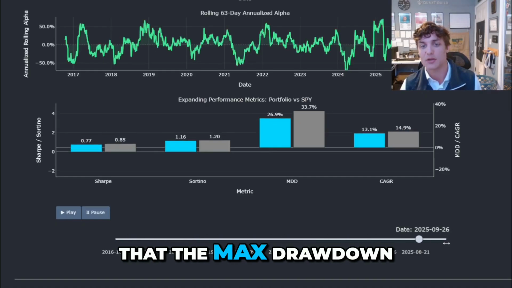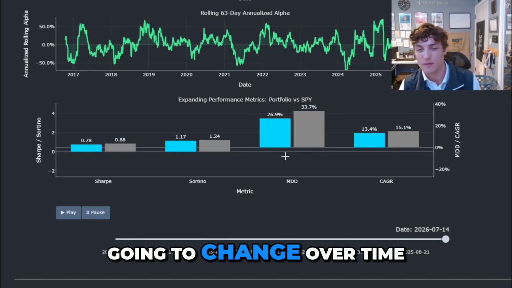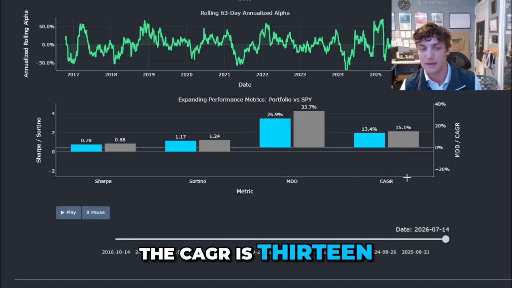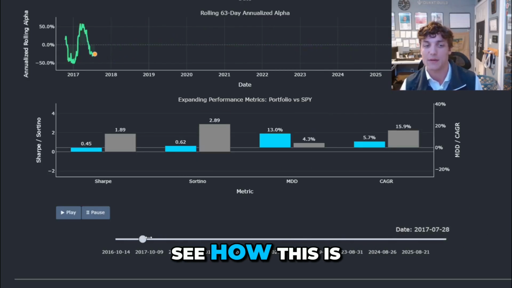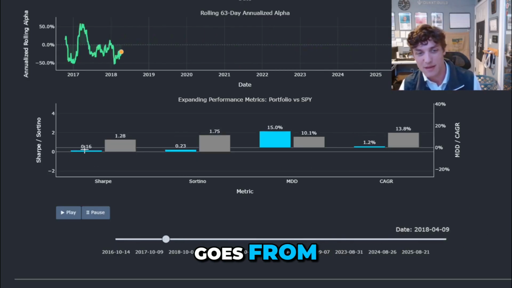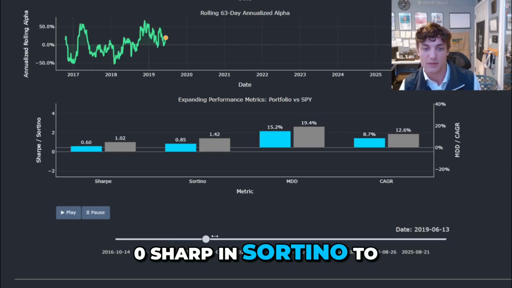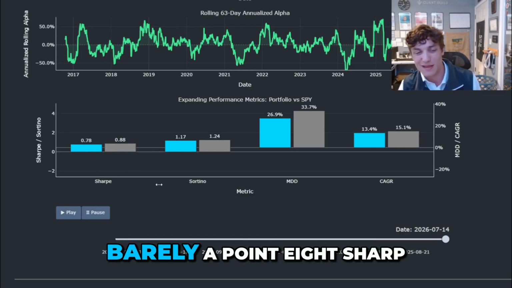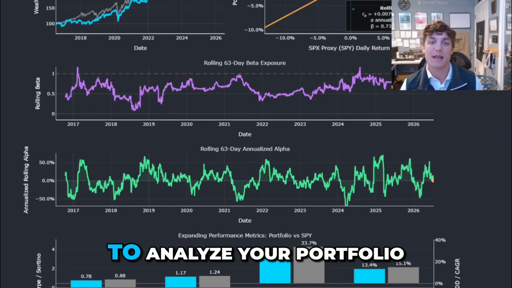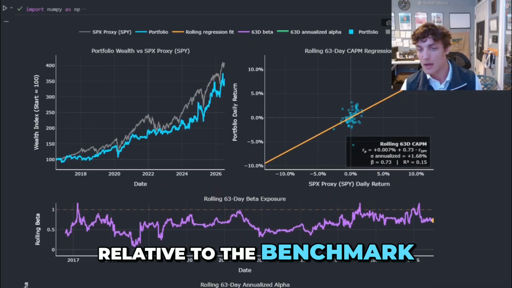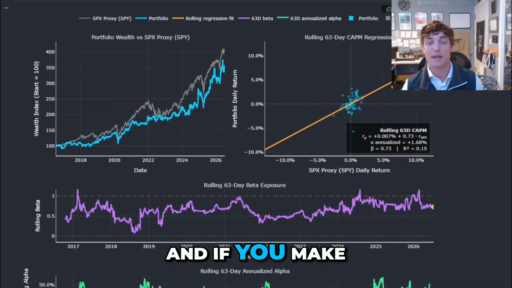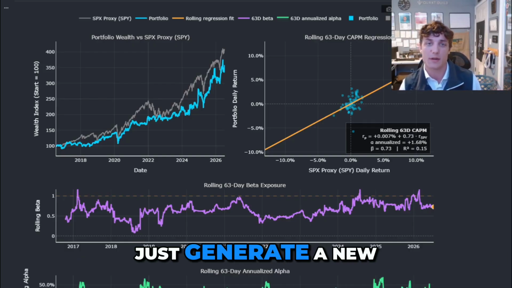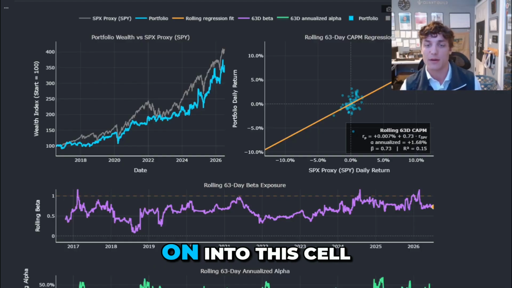So you can see that the max drawdown for each portfolio is going to change over time. So at the end of this particular series, it was 26 and 33%. The CAGR is 13 and 15%. And you can just see how this is going to change over time. You can see it goes from roughly 0 Sharpe and Sortino to maybe closer to 1.2 Sortino and barely a 0.8 Sharpe. So you'll be able to analyze your portfolio relative to the benchmark over the last 10 years. And if you make any updates to your portfolio, you'll be able to just rerun that script, or of course, just generate a new return CSV and plug it right on into this cell.